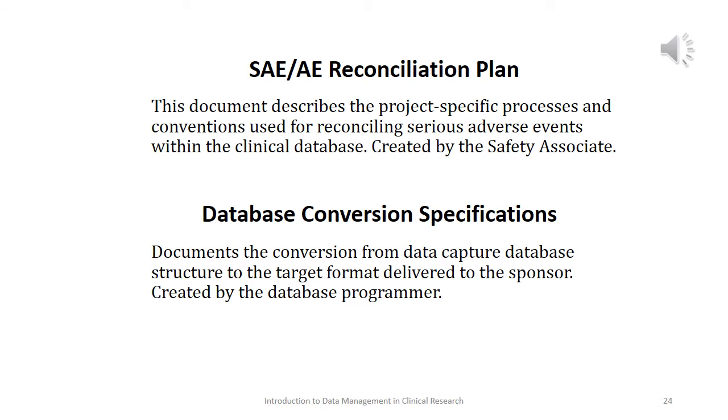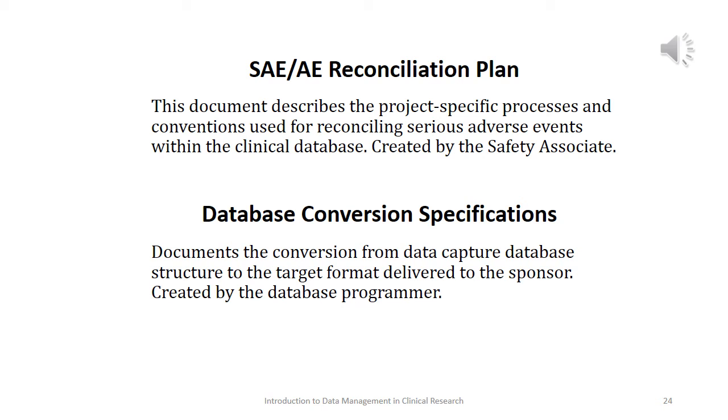Next, we have our serious adverse event and adverse event reconciliation plan. This document is going to describe the project-specific processes and conventions used for reconciling serious adverse events within the clinical database. It's going to be created by someone from our safety team. So it's important to understand that we collect adverse events in our clinical database, and then we also maintain during the course of a trial a safety database that's managed by our safety team.